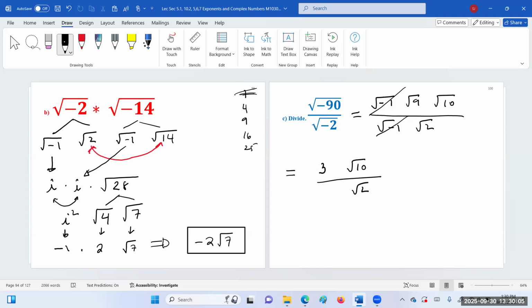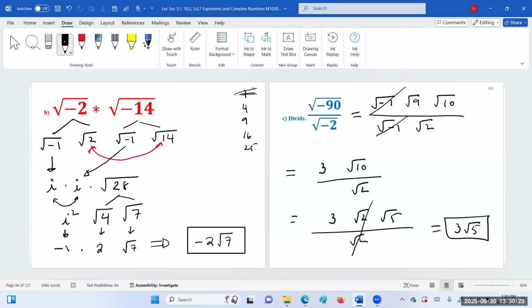How? Good. So 3 square root of 2 and square root of 5, and here's square root of 2 on the denominator. Good job. So what's the answer? Perfect. You did it correctly.